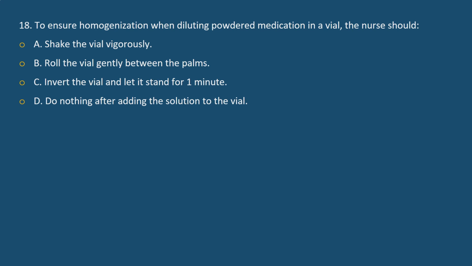Question 18. To ensure homogenization when diluting powdered medication in a vial, the nurse should A. Shake the vial vigorously, B. Roll the vial gently between the palms, C. Invert the vial and let it stand for 1 minute, D. Do nothing after adding the solution to the vial.